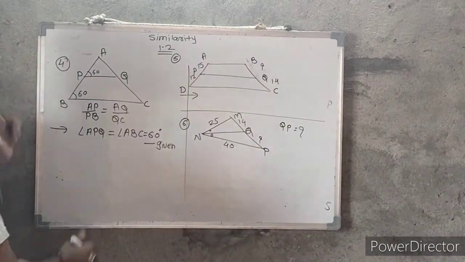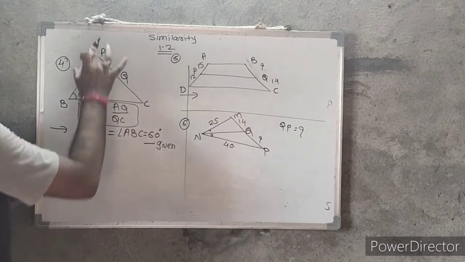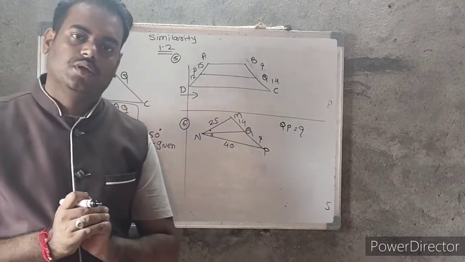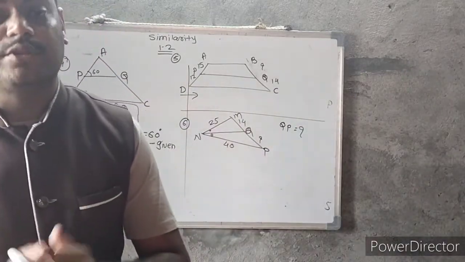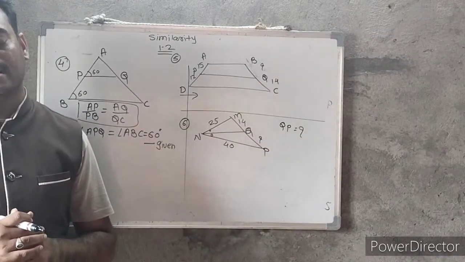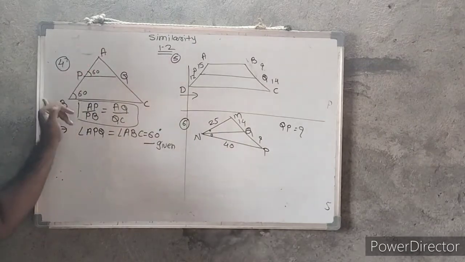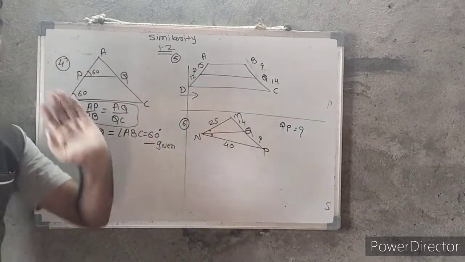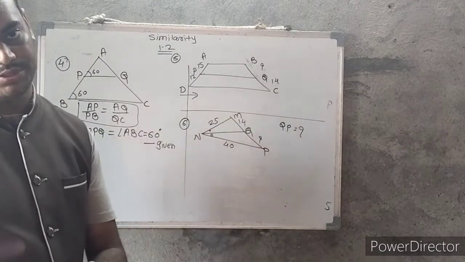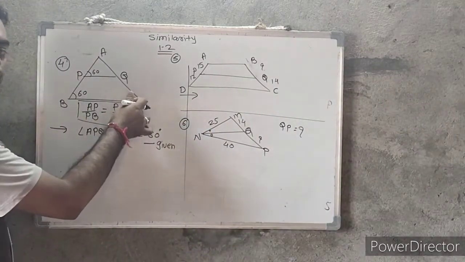First one, here they are saying to prove that AP upon PB is equal to AQ upon QC. How to prove? You know the BPT. If the two triangles are similar to each other, then you can say that AP upon PB equals AQ upon QC, and before that you have to prove that these two lines are parallel to each other. So let's start.